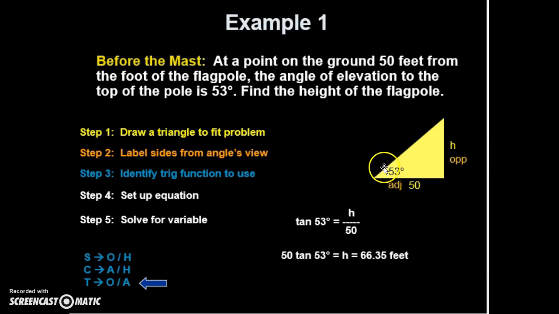We have an angle of elevation that is 53 degrees, and they want the opposite side, the height, and they've given us the adjacent side. Opposite and adjacent from SOHCAHTOA is tangent. So the tangent of 53 degrees equals opposite over adjacent, or H over 50. Then we solve for the unknown, making sure we're in degree mode. If they ask in words, we answer in words: the height of the flagpole is 66.35 feet.